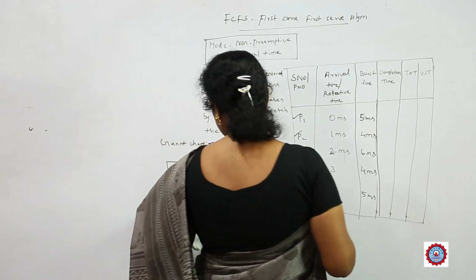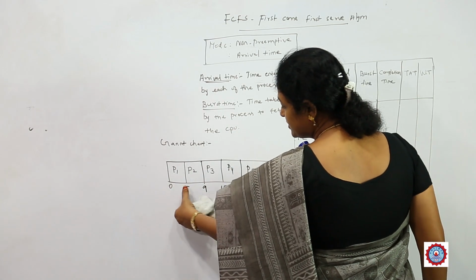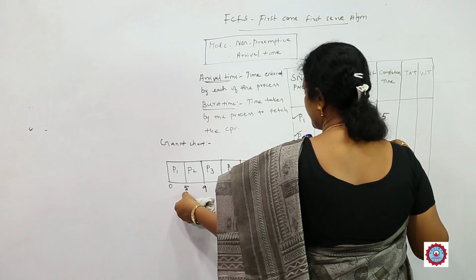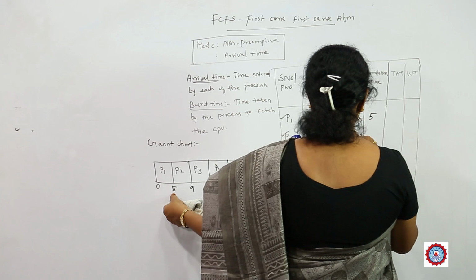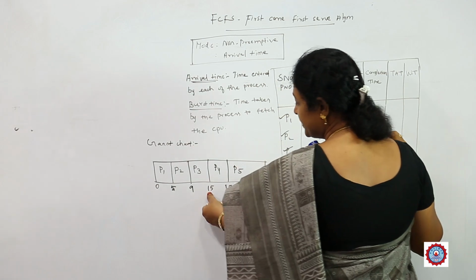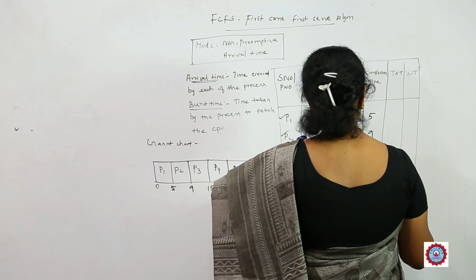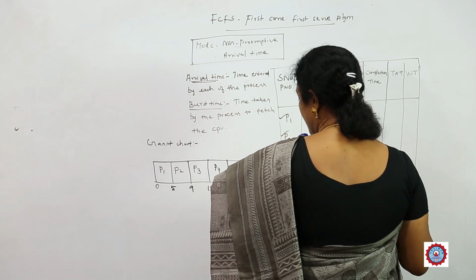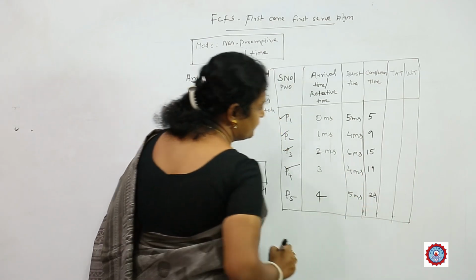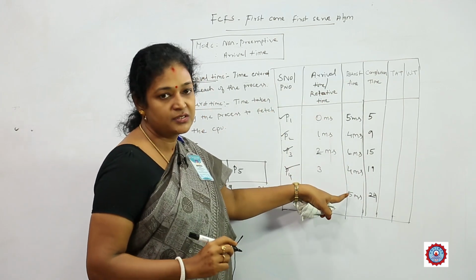So, what is the completion time of the process P1? It has entered in this and it has taken this much to get the CPU. Then process P2 has completed in 9 milliseconds. Process P3 has completed in 15 milliseconds. Process P4 has completed in 19. And at last process P5 has completed in 24. So, this is the completion time and this is the burst time.